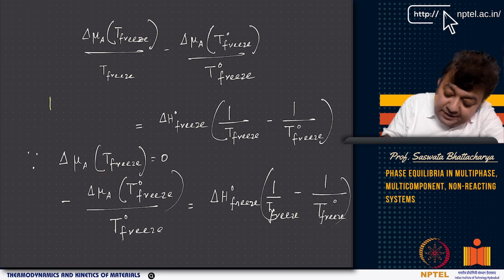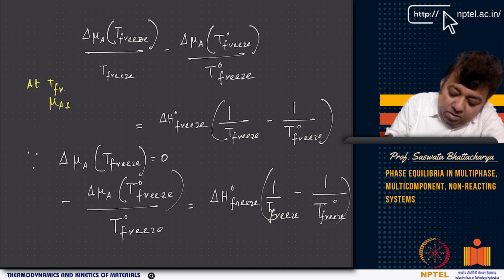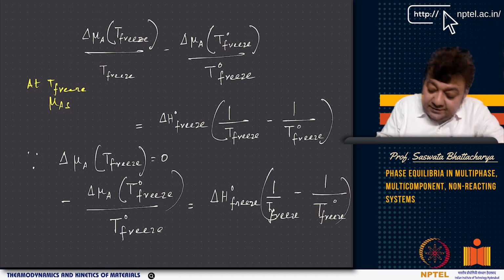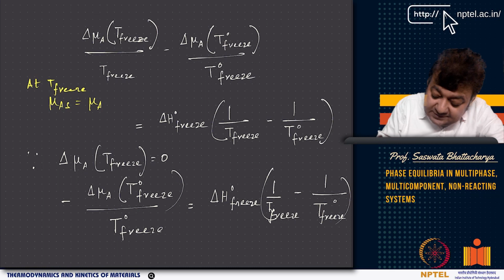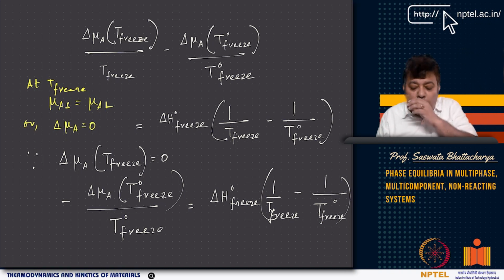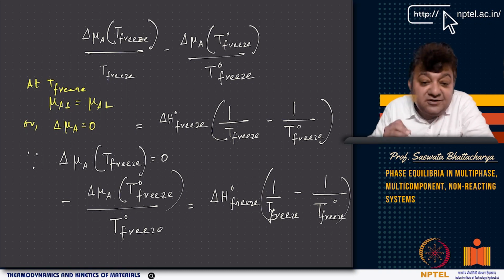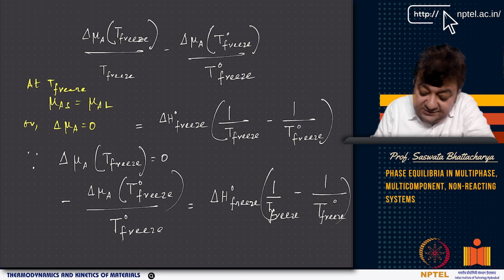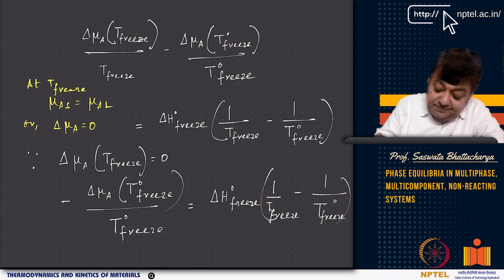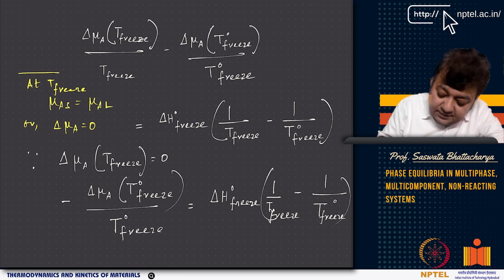Now at T freeze, the new freezing point, mu A S equals mu A L, or delta mu A equals 0, right, at T freeze. But at T0 freeze, delta mu A is not equal to 0, right? Because delta mu A is 0 at T freeze. At T freeze, this is a very important point, right?